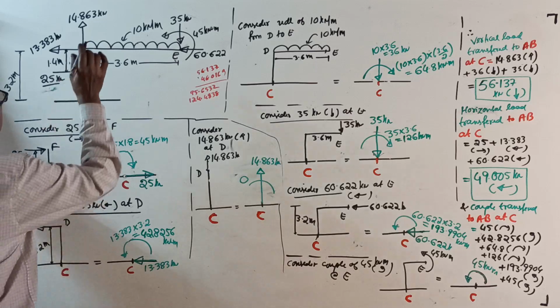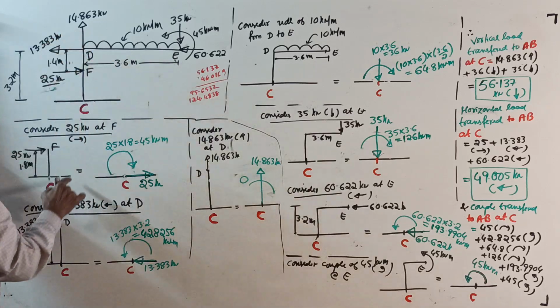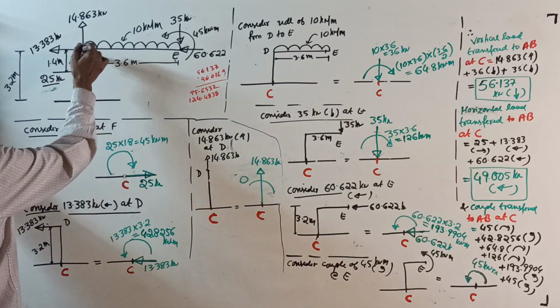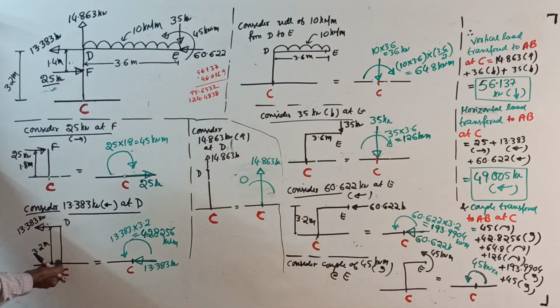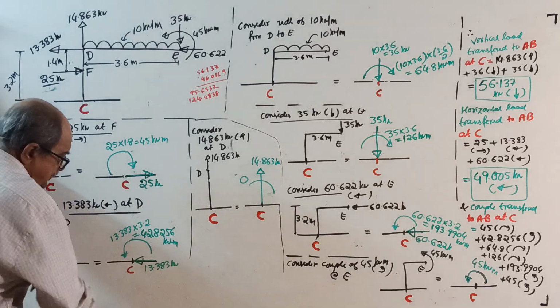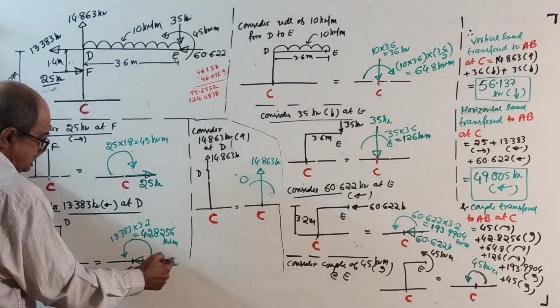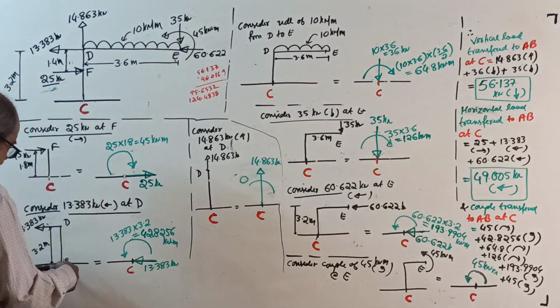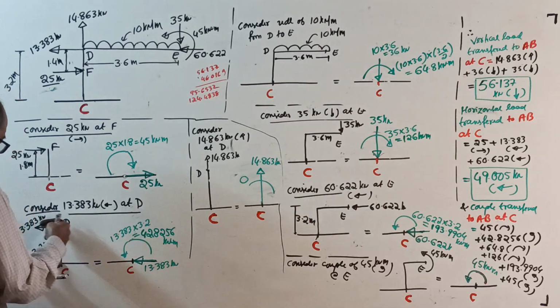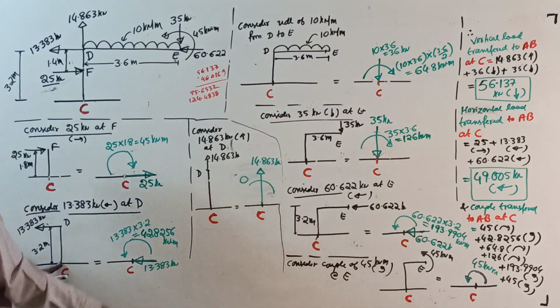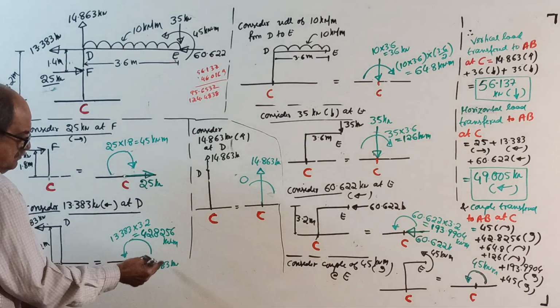Okay, over. Consider 13.383 kilonewton at D, which is a left side force. See here, I wrote 13.383 at D, 3.2 meter. It will push the beam to the left side by 13.383 and will produce a couple of 13.383 into 3.2, anti-clockwise. See there.